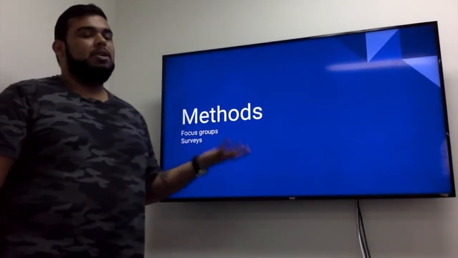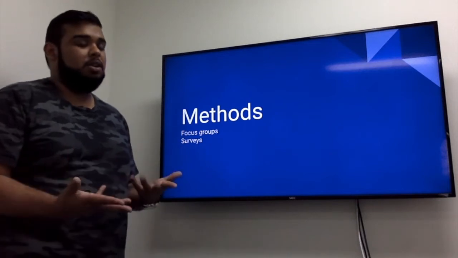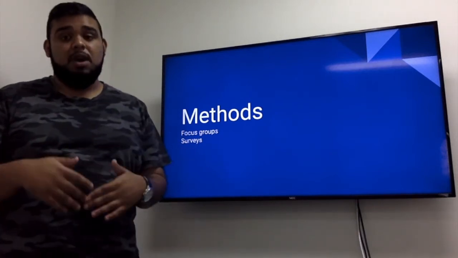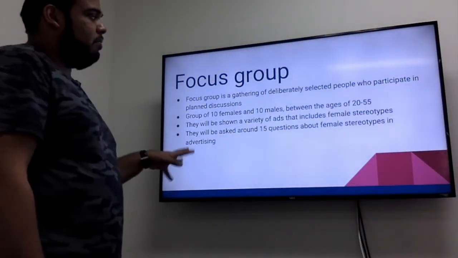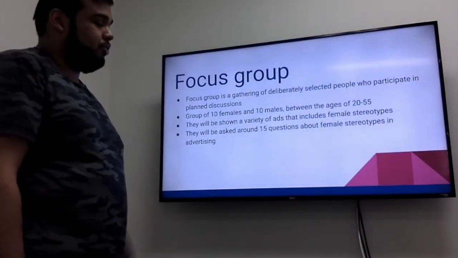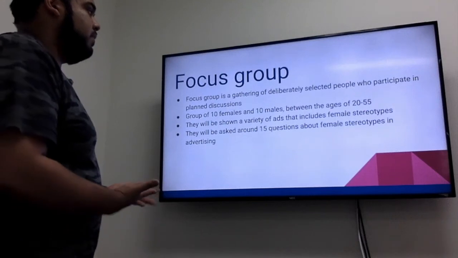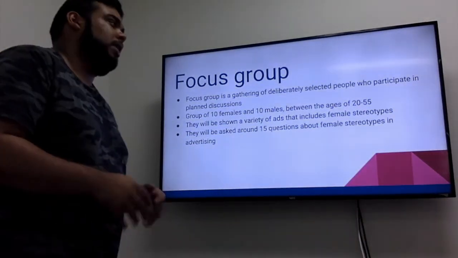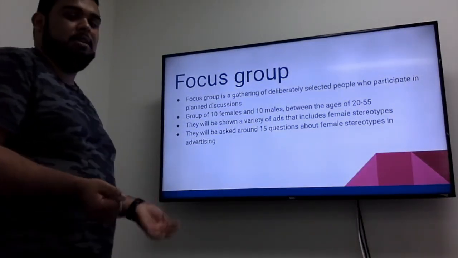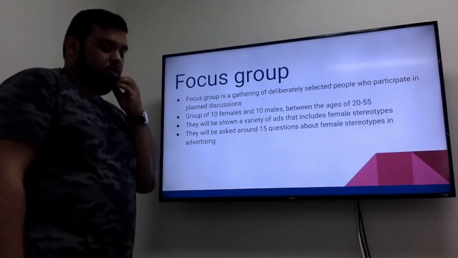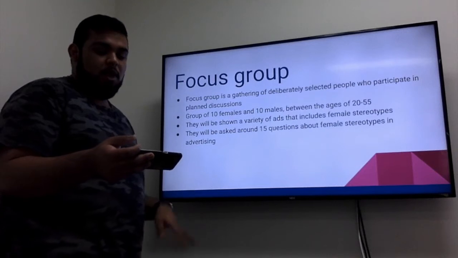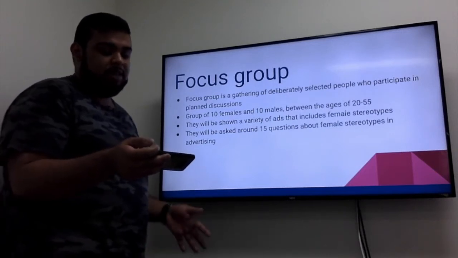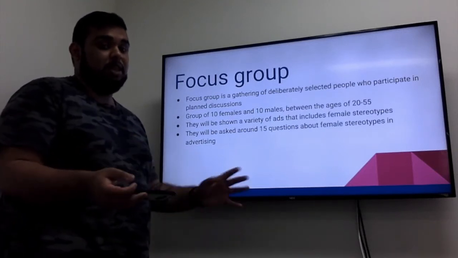So now we'll be moving on to the methods of how we are going to conduct our research in order to find the answer to our research question. One of our main methods will be focus groups. A focus group is a gathering of deliberately selected people who participate in a planned discussion. Now we believe focus groups will be really good in finding out what impact stereotypes in advertising may have on individuals within the focus group.